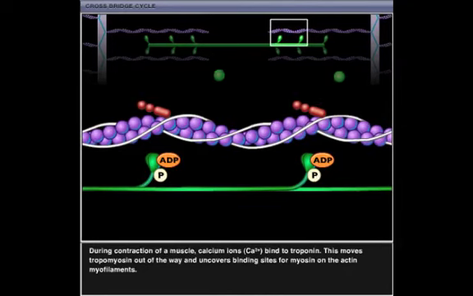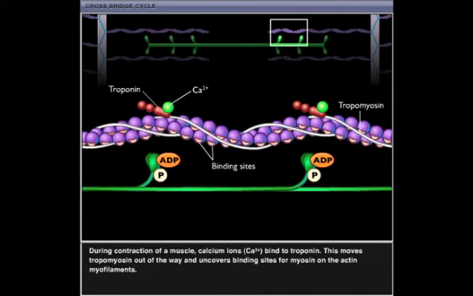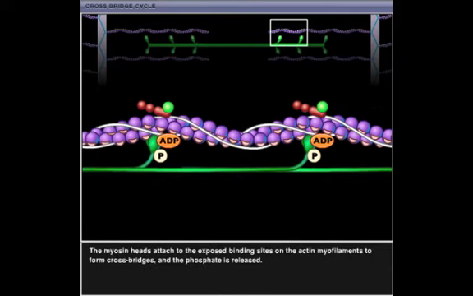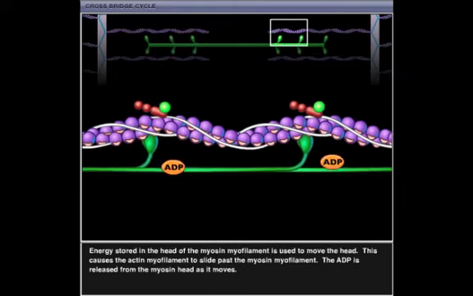During contraction of a muscle, calcium ions bind to troponin. This moves tropomyosin out of the way and uncovers binding sites for myosin on the actin myofilaments. ADP and phosphate are attached to the myosin head from the previous cycle of movement. The myosin heads attach to the exposed binding sites on the actin myofilaments to form cross bridges, and the phosphate is released. Energy stored in the head of the myosin myofilament is used to move the head.